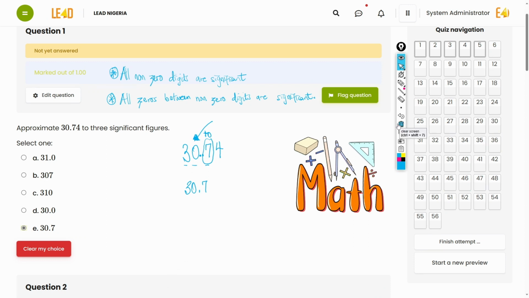So all non-zero digits are significant, as long as it's not 0. But then all zeros that are between non-zero digits are significant.